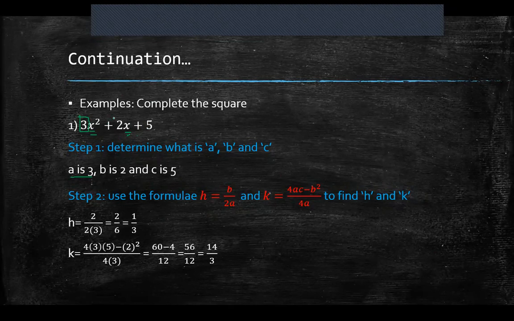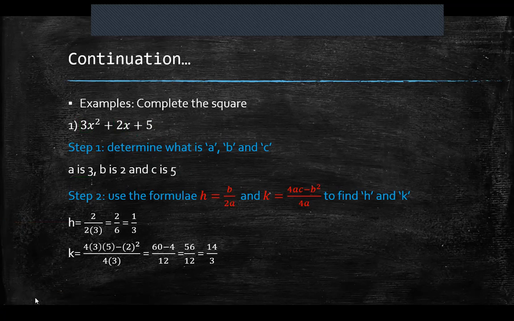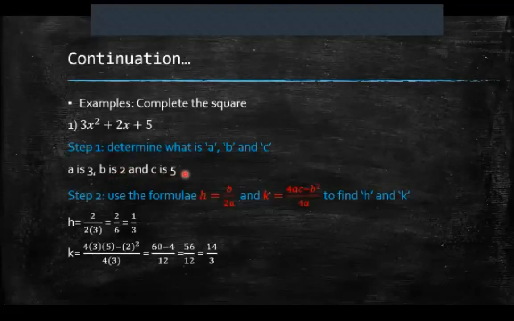I see x here. Whatever number comes right before the x, that's my b. B is 2. And then remember, c is just the number here, right? And I see 5, so c is 5. That's the first thing you want to do when using this method to complete the square. Identify what a, b, and c are. So I have a is 3, b is 2, and c is 5.